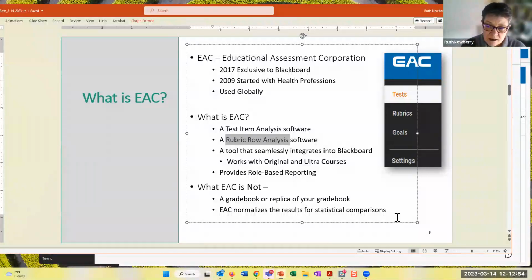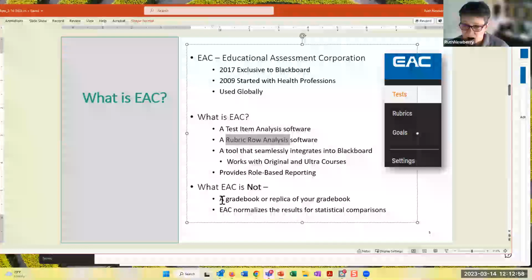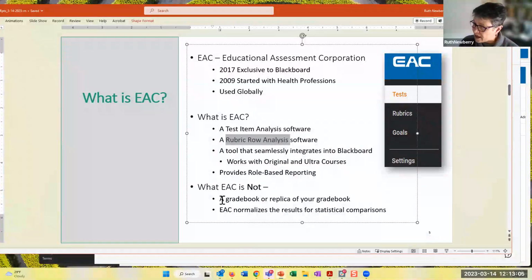One of the key concepts that I do want to point out early is EAC is not a grade book. It's not a replica of your grade book. It'll present data a little differently because it's all about us looking at assessment and helping to compare instruments across semesters and learning outcomes ultimately across the variety of courses.